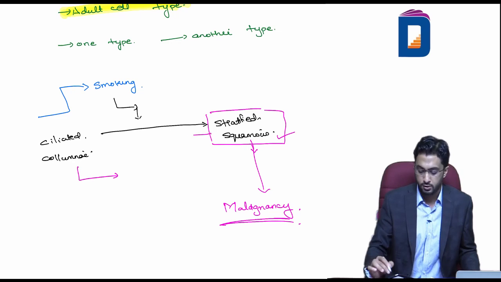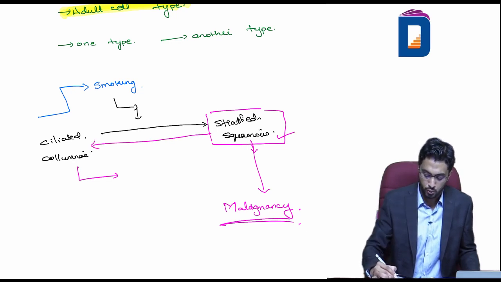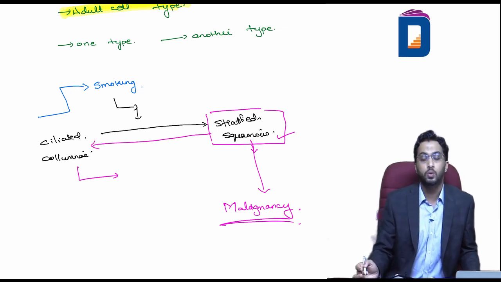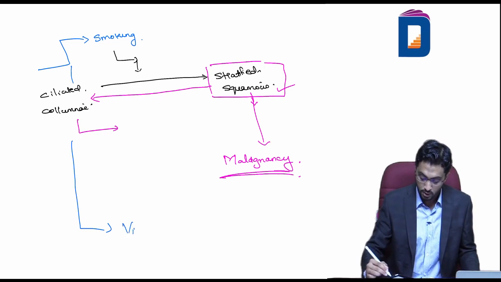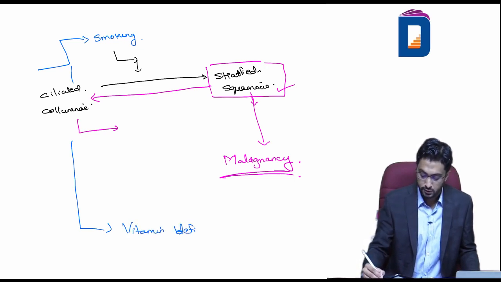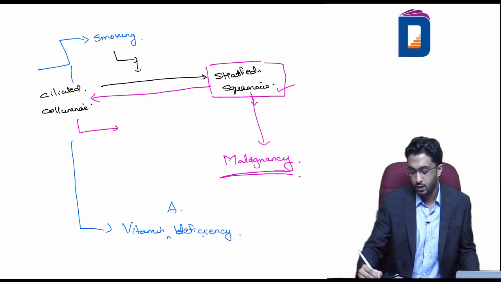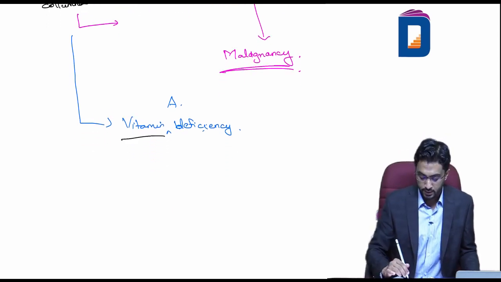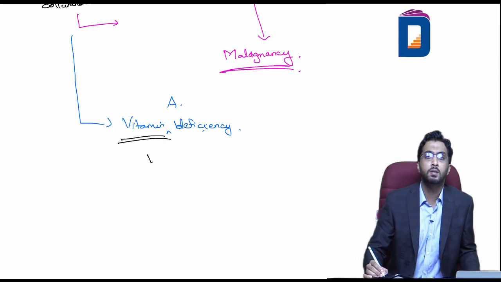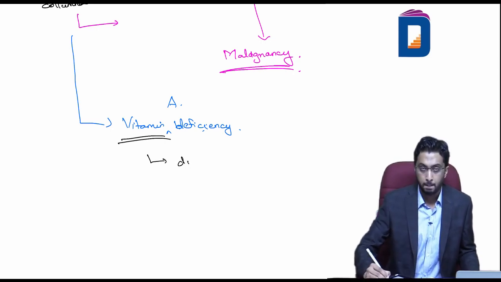Now I told you it's a reversible response. So if the patient stops smoking, it can go back to the ciliated columnar epithelium. Another typical example I want to tell you is in case of vitamin deficiency, vitamin A deficiency. If you study this in biochemistry, when we discuss vitamins, you will see that vitamins are very, very important for differentiation of epithelium.